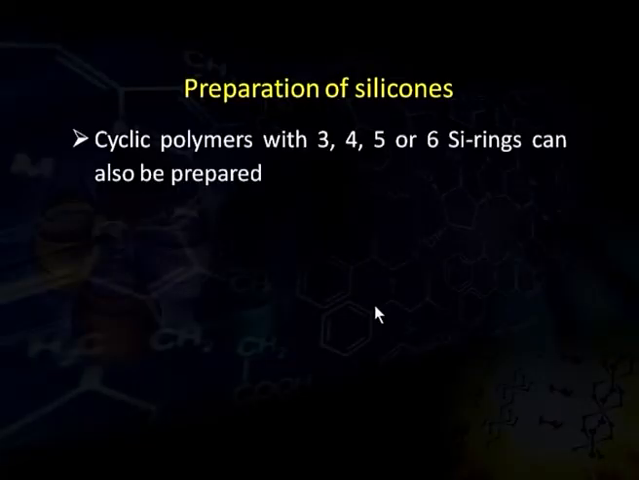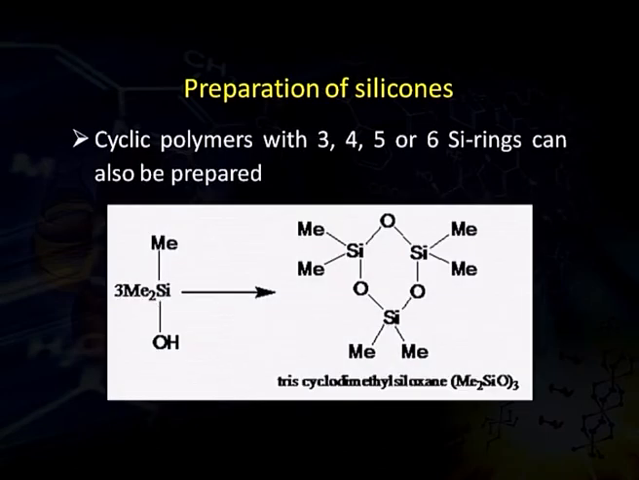Cyclic polymers with 3, 4, 5 or 6 silicon rings can be prepared. Like in this case, we have trimethyl silanol. 3 units of this are polymerized and they form tris cyclo dimethylsiloxane. This is a 6-membered ring, but here 3 silicon units are present. Therefore, it is a 3 silicon ring compound, and therefore, we use the word tris here. Tris is basically used for complex systems. We use tris for 3, bis for 2, tetrakis and pentakis for 4 and 5 and so on.